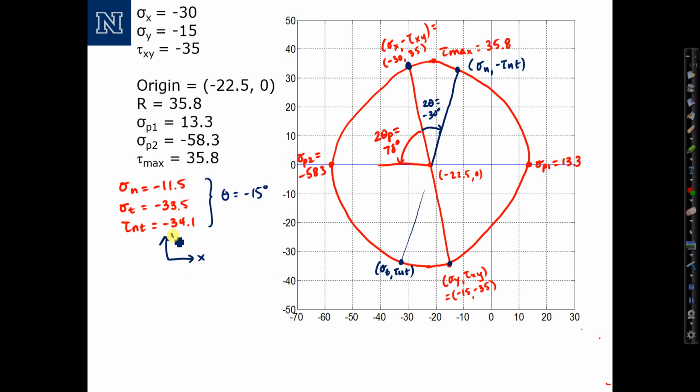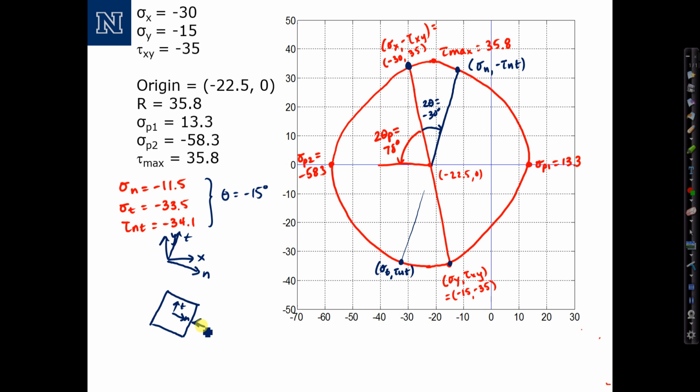Here's x, y. We want to go 15 degrees in the negative or clockwise direction. So here's the n, here's the t state. So I'll have my transformed element. It's almost too sharp of an angle. The transformed element looks something like that in the n t direction. Okay, all stresses are negative.